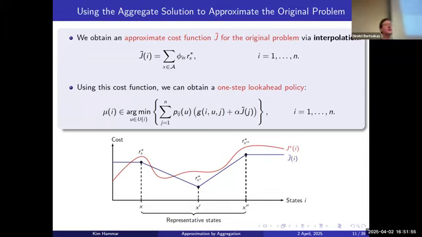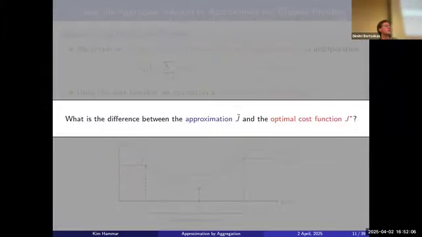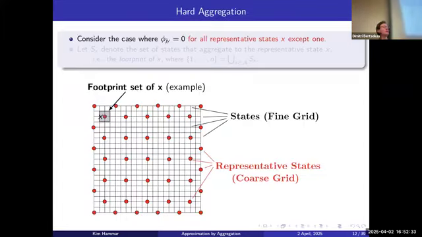But one fundamental question remains, and that is, how good is this approximation? In other words, how close is our approximation J tilde going to be to the optimal cost function J star? And that will be the topic of the next couple of slides. Now, this difference between J tilde and J star is going to depend on the aggregation probabilities. So for the purpose of our analysis, we will focus on a special case which we call hard aggregation, where the aggregation probabilities are going to be 0 for all representative states except one.